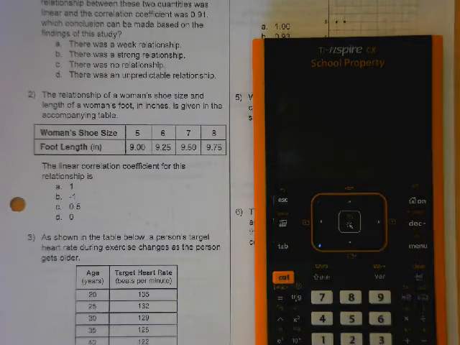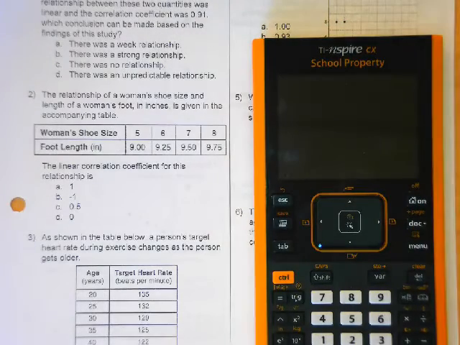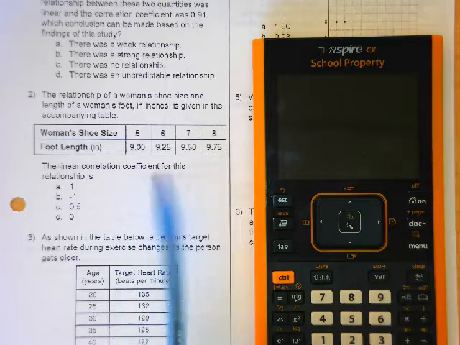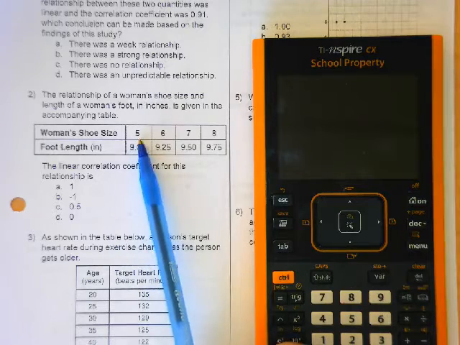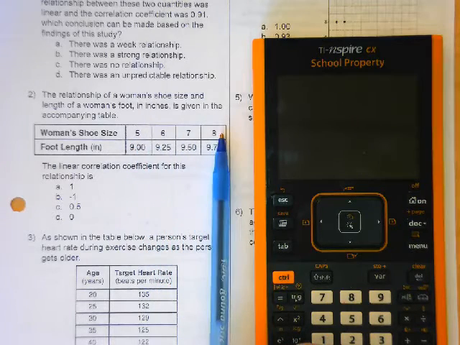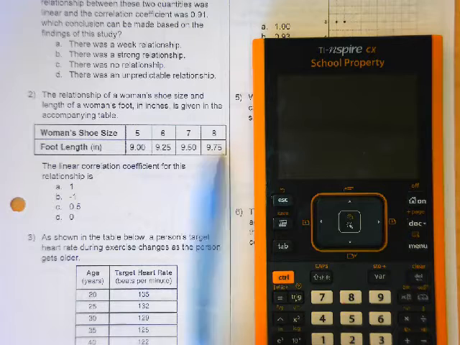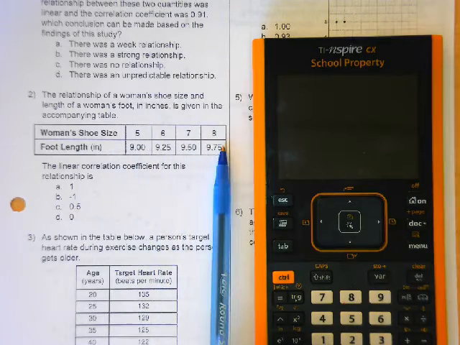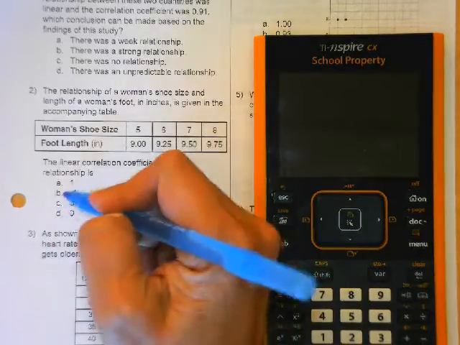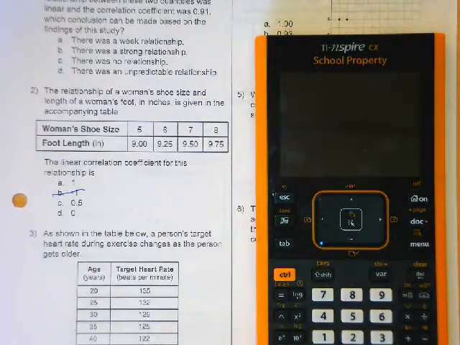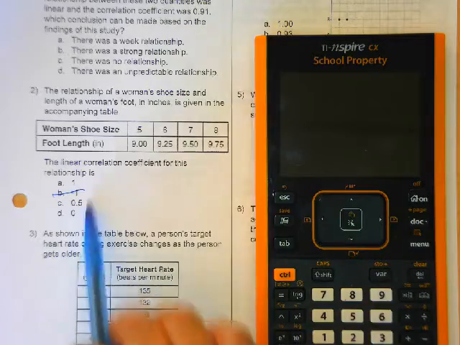All right. So we have this beautiful table, and we talked about how to find R. Okay, first of all, let's look at this pattern and see if we can eliminate anything. So the shoe size is going up, and the foot length is going up. Well, that makes sense, right? So if they're both increasing, do you think that's a positive or a negative relationship? A positive. So we can probably get rid of B, don't you think? We'll worry about the rest of these in a minute.